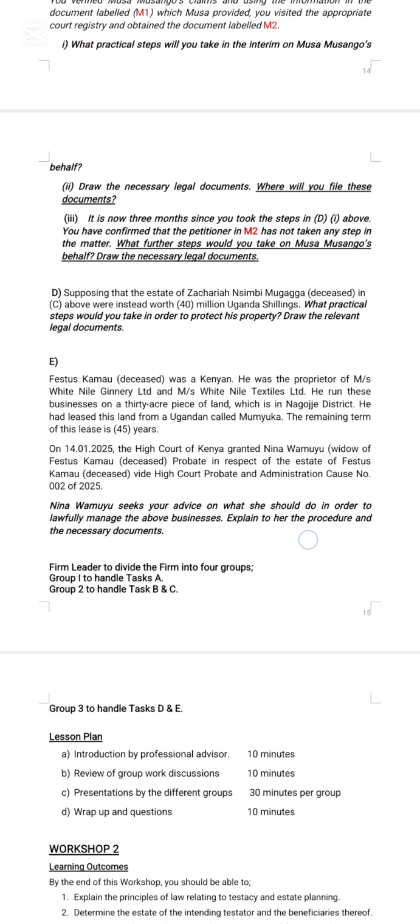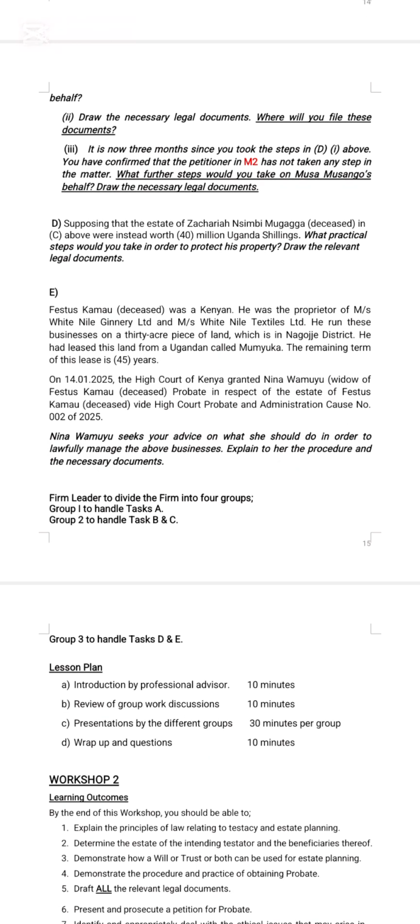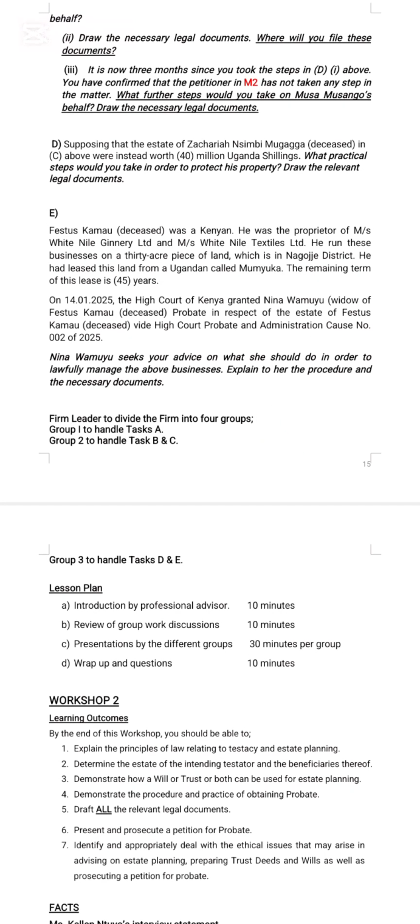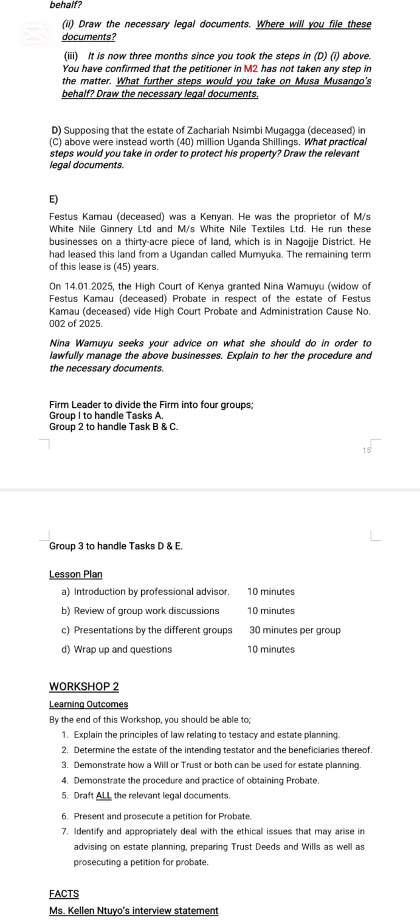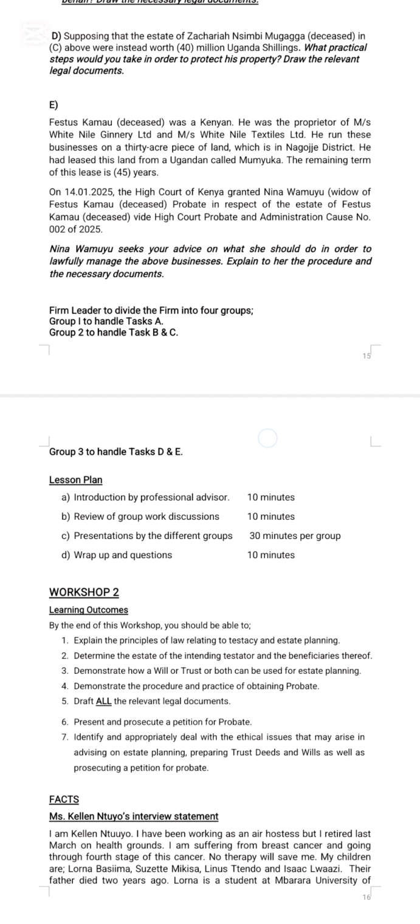Then from here we have, supposing the estate of Zakari Simbi Mugaga, seized in see above, was instead 40 million Uganda shillings, what practical steps would you take in order to protect the estate? So basically I have to lodge caveats in the magistrate's courts. So the important documents here would be caveats in the magistrate's courts.